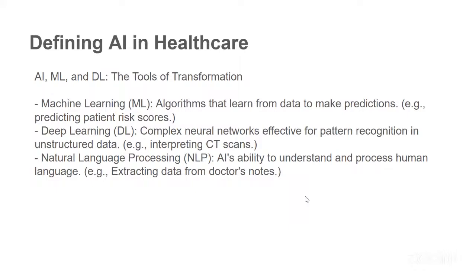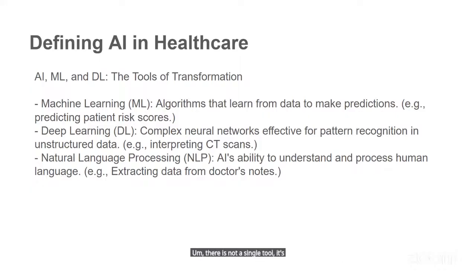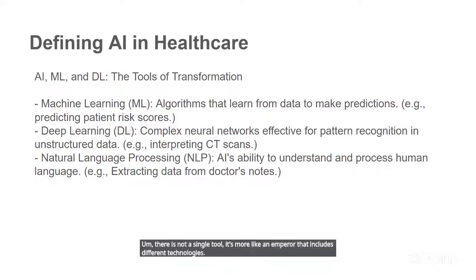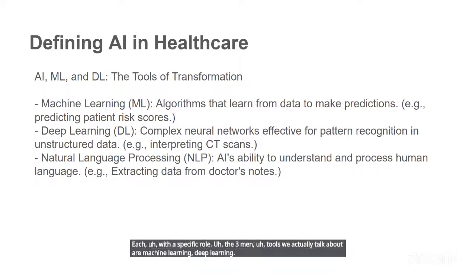So before we talk about how AI is used in hospitals or clinics, we first need to agree on how artificial intelligence is working. AI is not a single tool. It's more like an umbrella that includes different technologies, each with a specific role. The three main tools we actually talk about are machine learning, deep learning, and natural language processing.